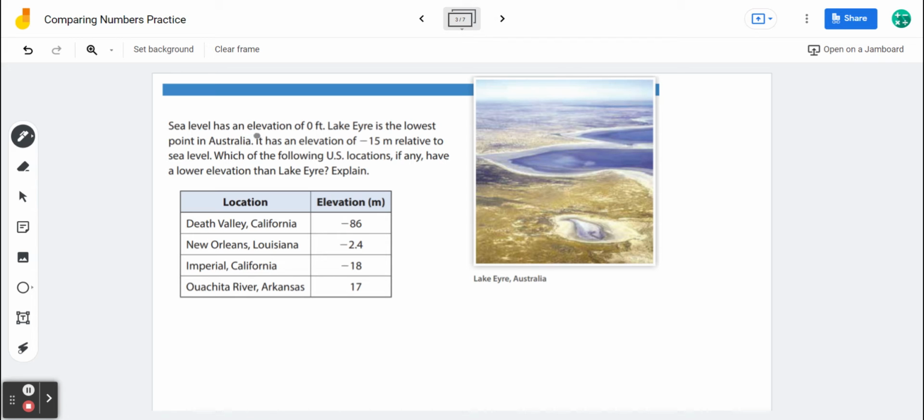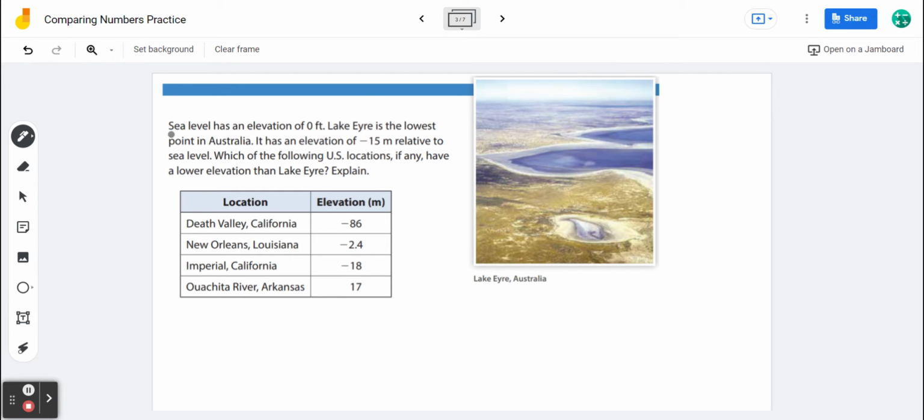Sea level has an elevation of 0 feet. Lake Erie is the lowest point in Australia. It has an elevation of negative 15 meters relative to sea level. Which of the following U.S. locations, if any, have the lower elevation than Lake Erie? Explain.